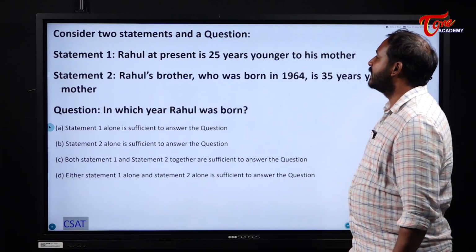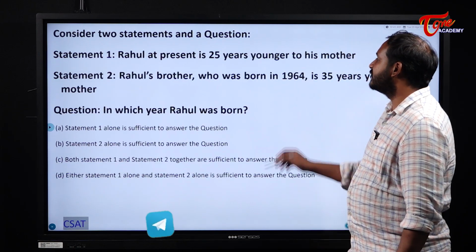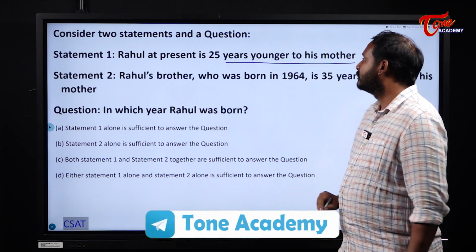Consider two statements and a question. Rahul at present is 25 years younger to his mother.